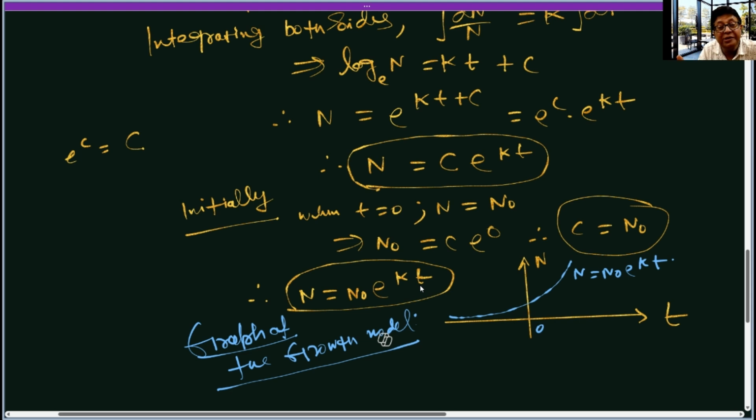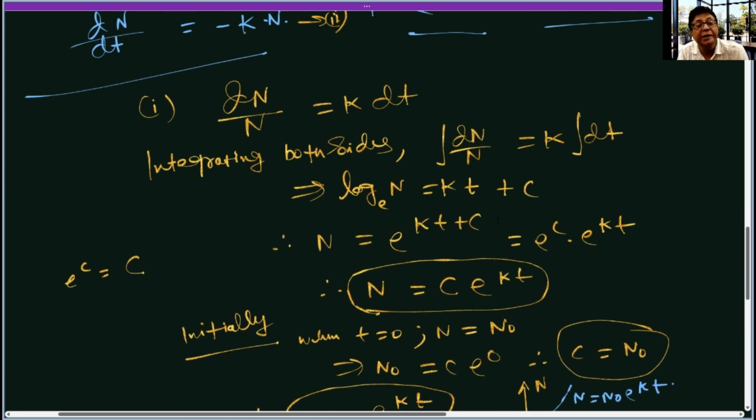Since in the support material this is derived, you have every right to use it if you are efficient in doing so. In the exam you will definitely use it. In MCQ you will do. In descriptive also, we start the problem with this assumption. We know that the growth model is this: N equal to N0 e to the power kt. Clear? Let us see the decay model.